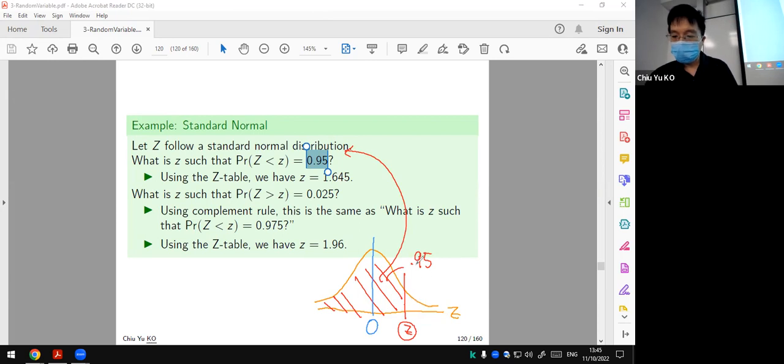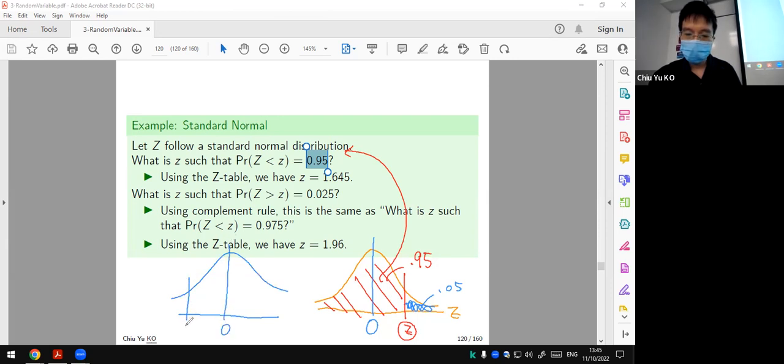When this area is 0.95, the remaining tail is 0.05. You can look at the idea similarly: 0 is here, and there is some negative Z here where the area is 0.05. So what we are trying to do is look at the table that gives us the negative value with area 0.05.